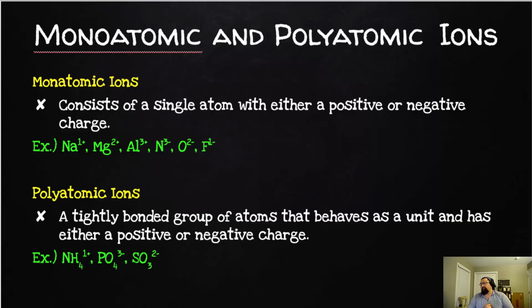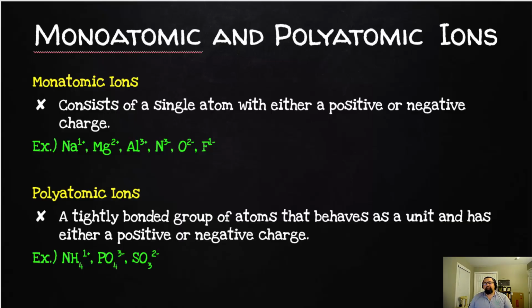Now, there are two different broad classes of ions. We're going to talk about monoatomic and polyatomic ions. And so monoatomic are what we're going to see to start out with, which consist of a single atom. They're either positive or negative. So a sodium atom that loses an electron, a nitrogen atom that gains some electrons. Those are monoatomic, one atom ions.